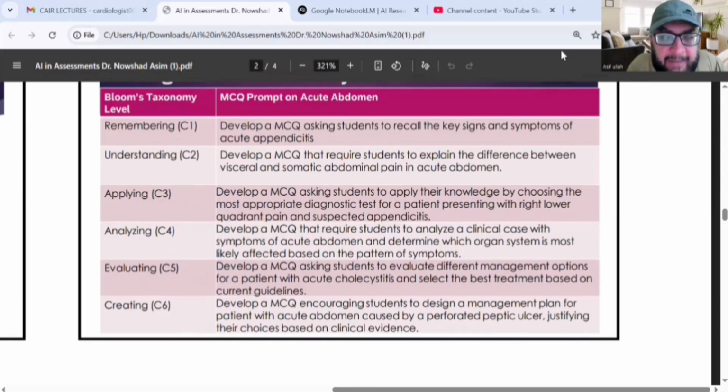At the understanding level, you will develop an MCQ that requires the student to explain the difference between visceral and somatic abdominal pain in acute abdomen. At the applying C3 level, develop an MCQ asking the student to apply their knowledge by choosing the most appropriate diagnostic test for a patient presenting with right lower quadrant pain and suspected appendicitis. At the C4 analysis level, you will give the prompt: develop an MCQ that requires students to analyze a clinical case with symptoms of acute abdomen and determine which organ system is most likely affected based on the pattern of symptoms.